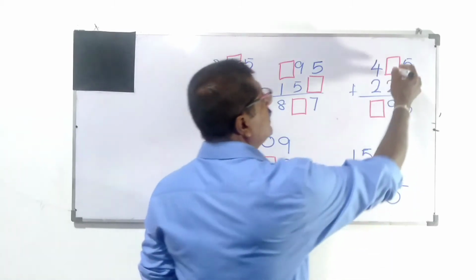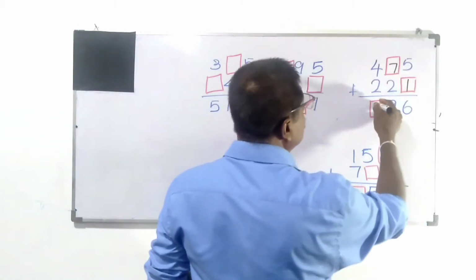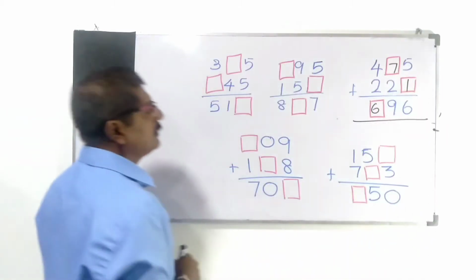So what is in here? That is 7. 4 and 2, 6. So that is the answer. Okay, look at this one.